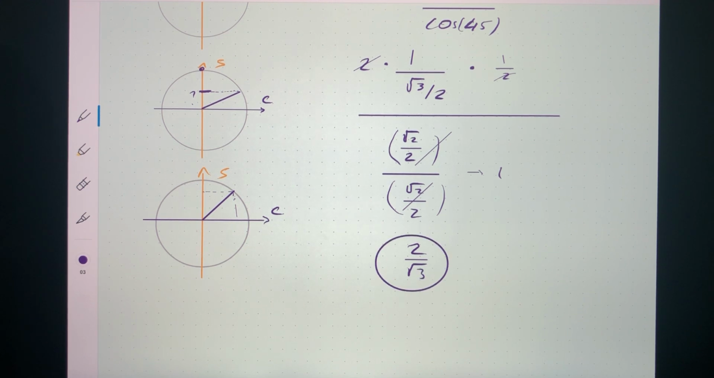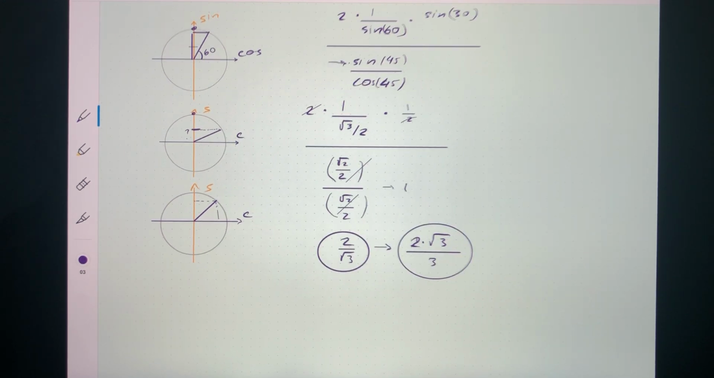That's the exact answer. If we wanted to rationalize the denominator, we can multiply top and bottom by extra square root of 3, and that would make 2 times square root of 3, and on the bottom we will get square root of 9, which is 3. So this is the answer to our expression in exact form.